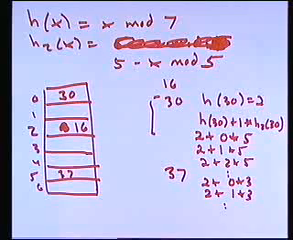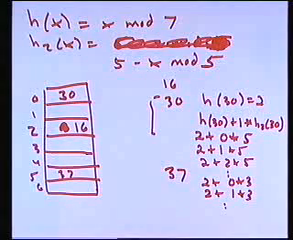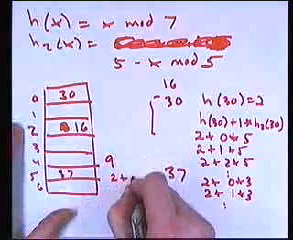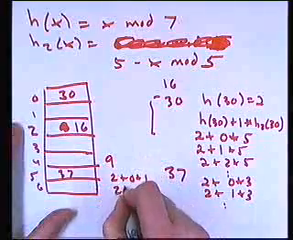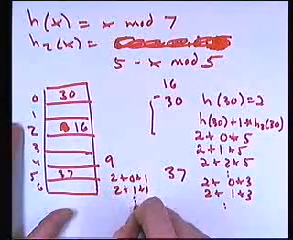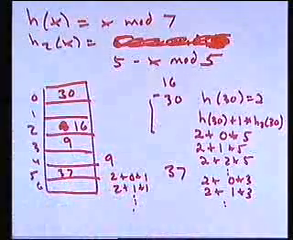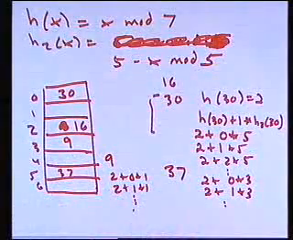And finally, let's try inserting 9. 9, of course, hashes to 2, and that's a collision. H2 of 9 is going to be 1. 9 mod 5 is 4. 5 minus 4 is 1. And so what we're trying for 9 is going to be 2 plus 0 times 1, 2 plus 1 times 1, and so on. And 2 plus 1 times 1 is 3. And so that's free, and we can go ahead and put 9 there.